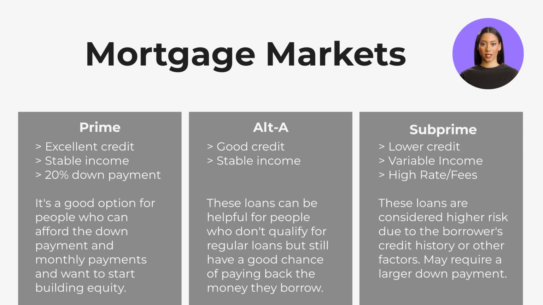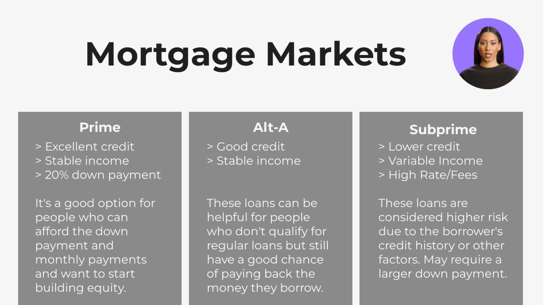A prime mortgage is a type of home loan for people with excellent credit and a stable income. With a prime mortgage, you can get a lower interest rate than if you had a lower credit score. You'll need to make regular payments to pay back the loan, which will depend on the interest rate, length of the loan, and amount borrowed. A down payment of at least 20% of the home's purchase price is usually required. It's a good option for people who can afford the down payment and monthly payments and want to start building equity.